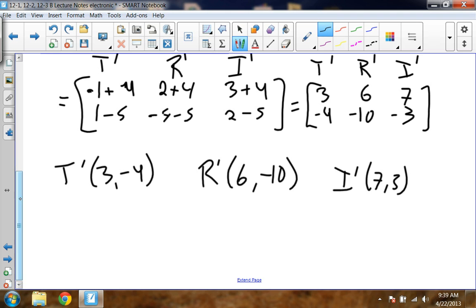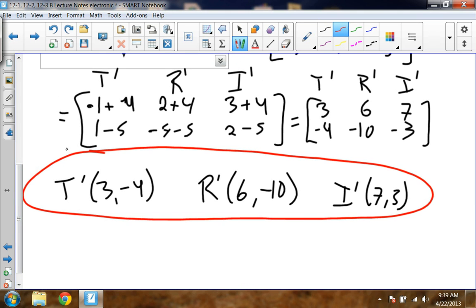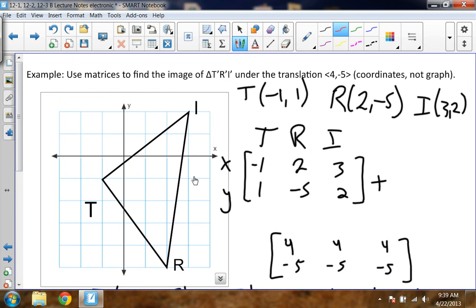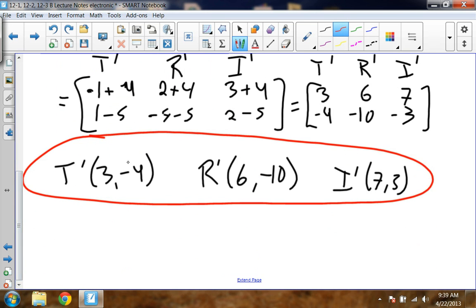So basically what I did was I took my original triangle, my original TRI, at this point, and that point. I shifted everything 4 units over and 5 units down, and so my new triangle would be somewhere down here. Now, I didn't ask you to draw it, but it would look somewhere down there, and these are the points right here. This is that image. T prime is in that location, R prime is in that location, I prime is in that location.